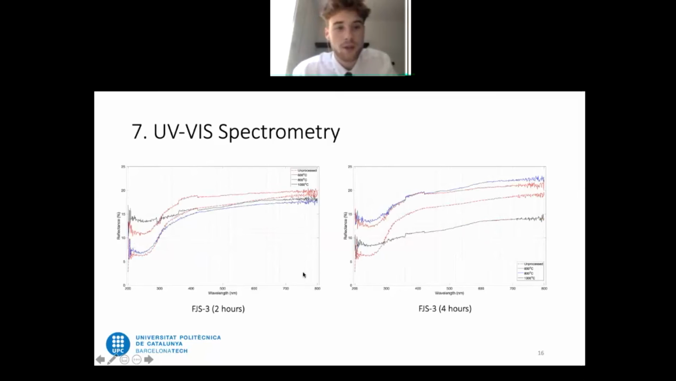Again, we can see the same characteristics of the reflectance that we see in the JSC sample, in that the 600 degrees sample and the 800 degrees sample when reduced at 4 hours both increase reflectance.